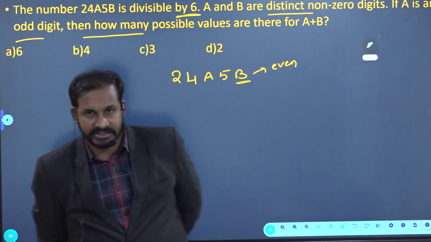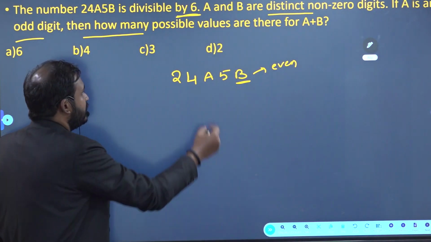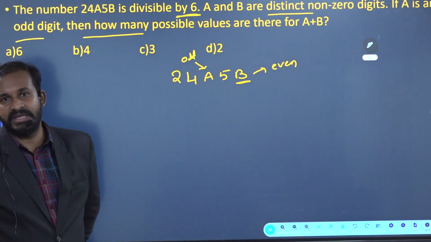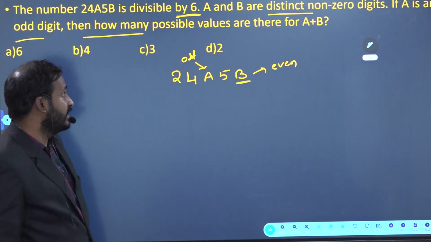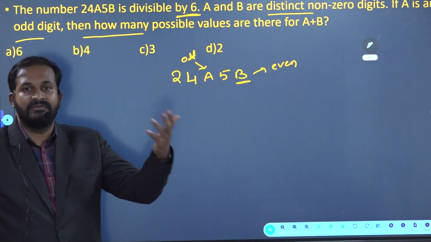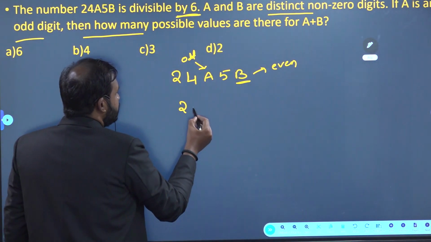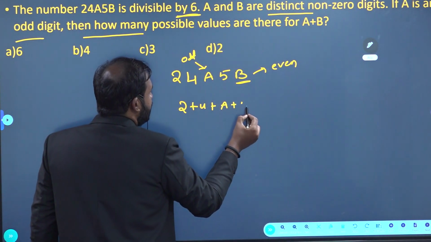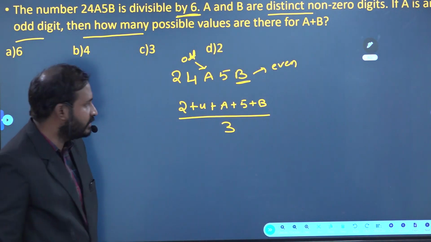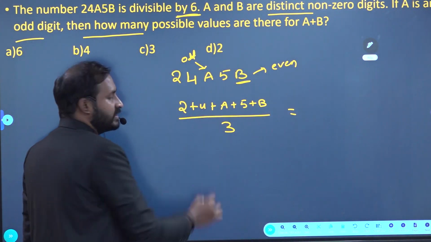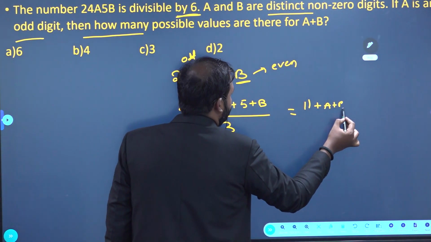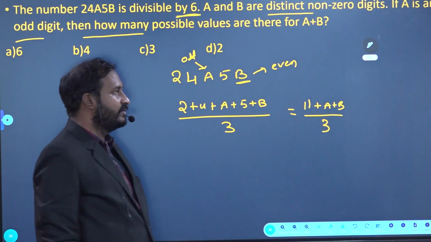Okay, good. That is done. And in the question very clearly mentioned that A should be an odd digit. That means A should be odd, B should be even. Like that we need to take our pairs here. Now, this sum should be divisible by what? 3. From the divisibility rule of 3. That means 2 plus 4 plus A plus 5 plus B should be divisible by 3. So 6 plus 5, it is 11. 11 plus A plus B should be divisible by 3.